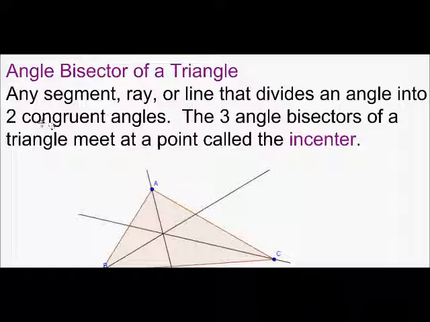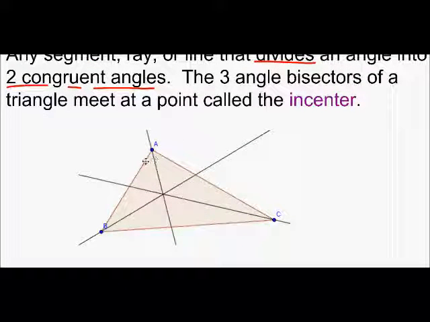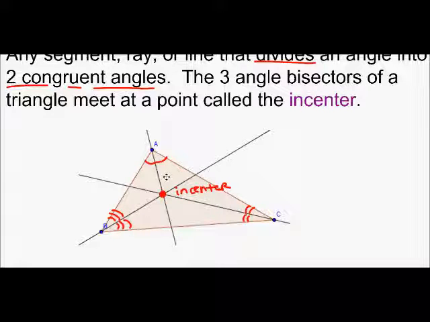Next, angle bisector of a triangle. We've already talked about angle bisectors. You should know that this is any segment, ray, or line that divides an angle into 2 congruent angles, so divides into 2 equal parts. The 3 angle bisectors of a triangle all meet at a point called the incenter. You can see these 2 angles are congruent, these 2 are congruent, and these 2 are congruent: 1 stripe, 2 stripes, 3 stripes. They meet right here. This point is called the incenter. The incenter will always be inside of the triangle.